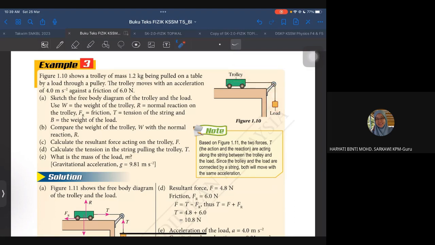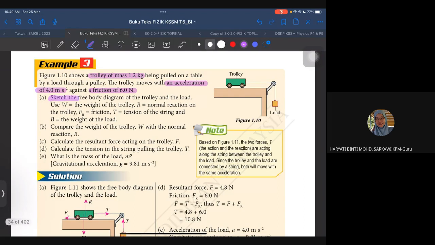Okay, we read the question first. It shows a trolley with a mass of 1.2 kilograms pulled on a table by a load through a pulley, and the trolley moves with acceleration against friction. These are the keywords. You need to analyze this data to figure out what forces are acting on the system. Then you need to sketch the free body diagram of the trolley and the load.